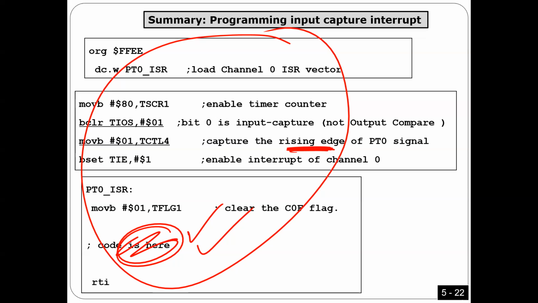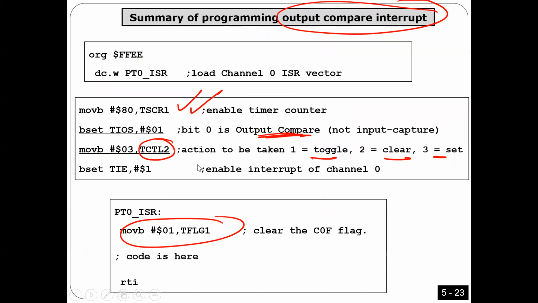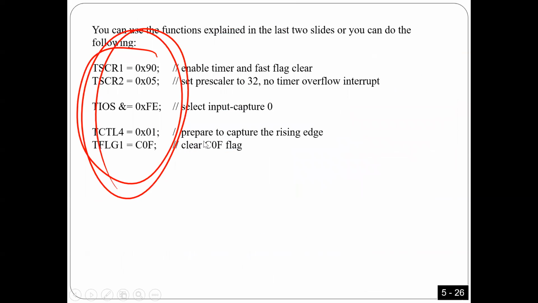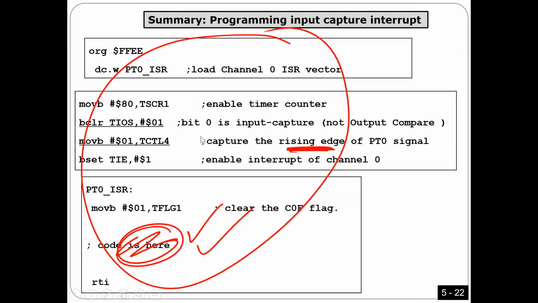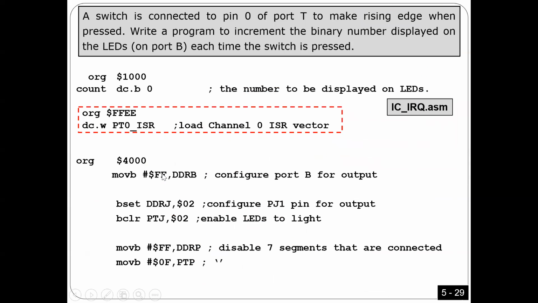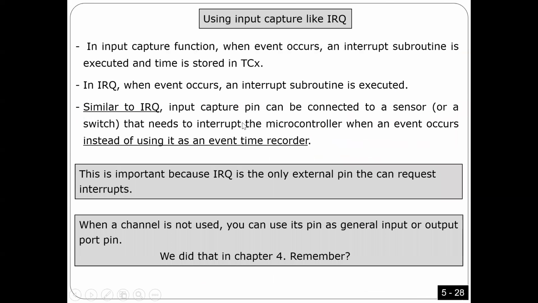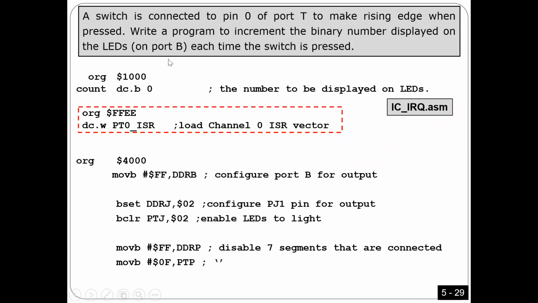Okay, guys, very interesting, because in chapter 4, I explained 1 IRQ. Now you can have 8 IRQs if you want. Anyway, I'm going to use the same program here as you will see right now. Whatever you want to do for IRQ, just put it here. That's it. So let's see this example. For example, here, a switch is connected to pin 0 to make a rising edge.